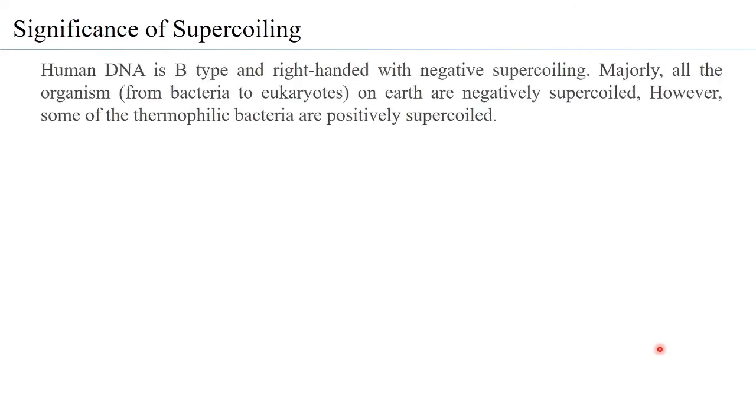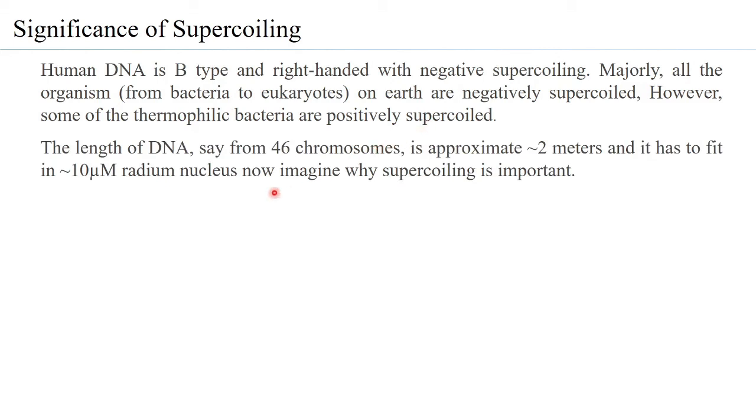What is the significance of supercoiling? Human DNA is B-DNA and it is right-handed. What is observed is that the human DNA which is present normally in a cell is present as negative supercoils. Generally most DNA exists in the negative supercoiled form. Majorly all the organisms from bacteria to eukaryotes on earth are negatively supercoiled. However, there are exceptions, and some thermophilic bacteria have positive supercoils in the structure.